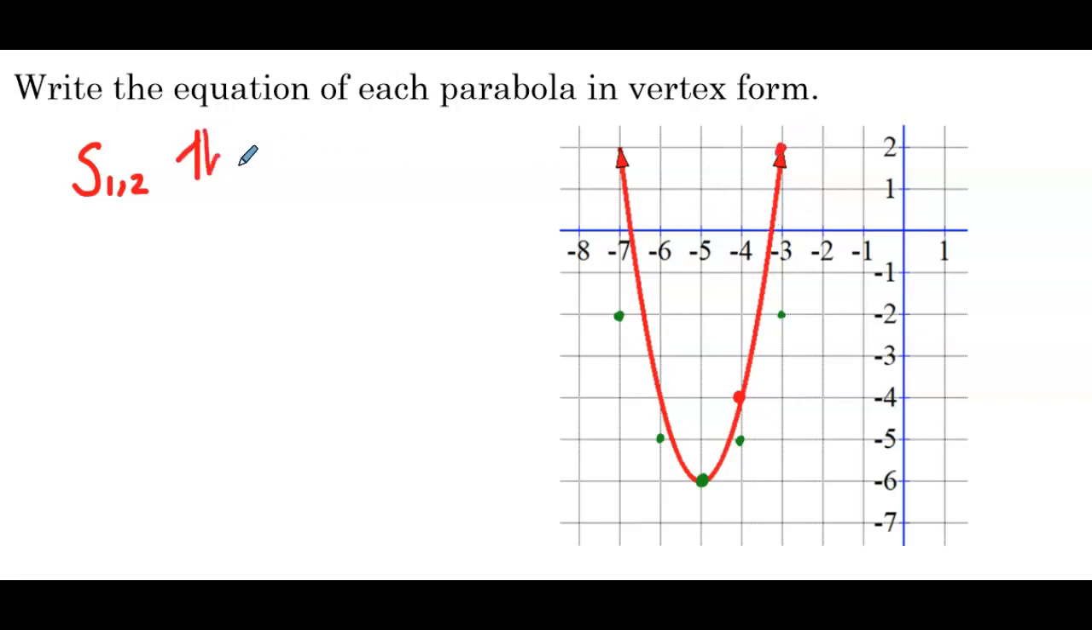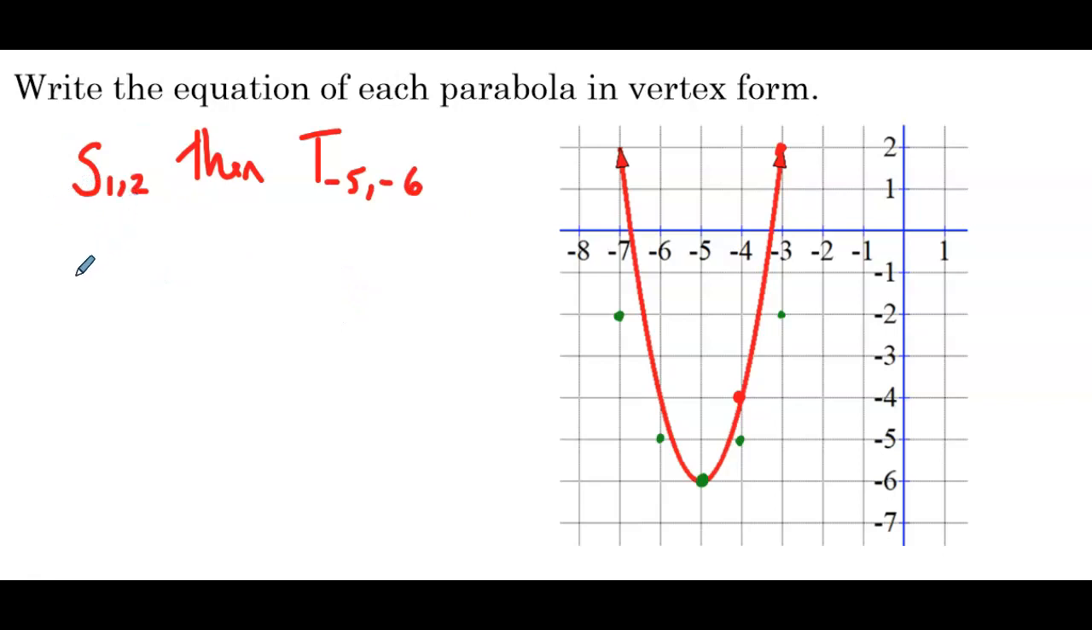Okay, and then we're going to follow that up with a translation. So how was the vertex, which is normally at the origin, translated? It was moved left 5 and down 6. So translation of negative 5, negative 6.